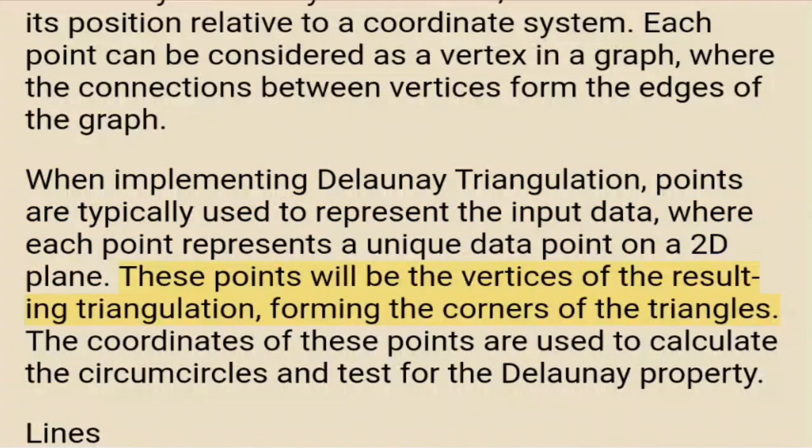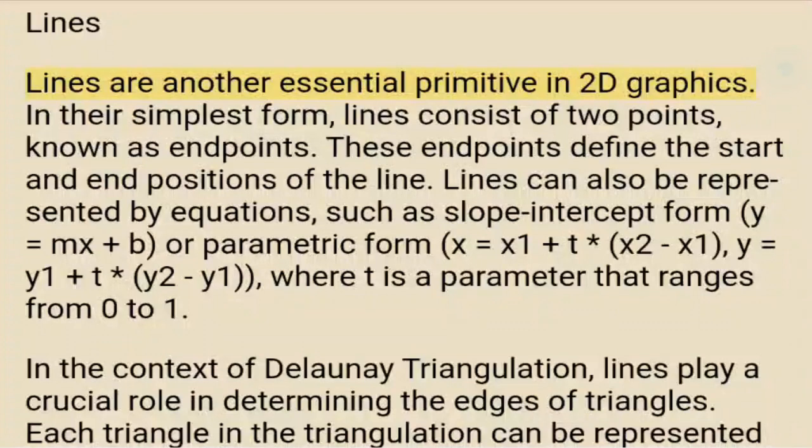These points will be the vertices of the resulting triangulation, forming the corners of the triangles. The coordinates of these points are used to calculate the circumcircles and test for the Delaunay property. Lines. Lines are another essential primitive in 2D graphics. In their simplest form, lines consist of 2 points, known as endpoints. These endpoints define the start and end positions of the line.